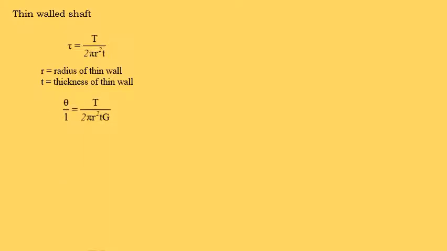For angle of twist, we have the relation with respect to length, torsion, modulus of rigidity, radius, and the thickness of the wall. That is theta by L. So this is L. Theta by L is equal to capital T divided by 2 pi r square into t into G.